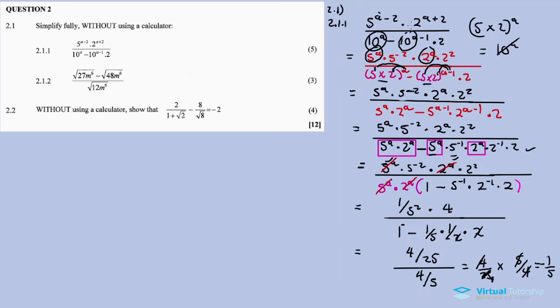2.1.2 is now surds. We are talking about surds here. Okay. 2.1.2: the square root of 27 m raised to exponent 6 minus the square root of 48 m raised to exponent 6, everything divided by the square root of 12 m raised to exponent 6.